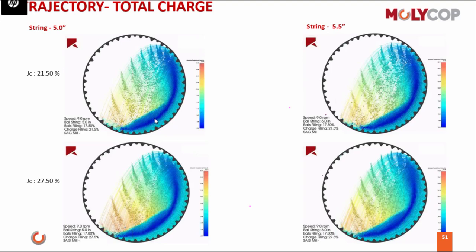And you can notice here that the trajectory is going to change. If you are going to have a higher JC, so total charge, the probability of hitting the liners is going to be less, because you are protecting the liners.